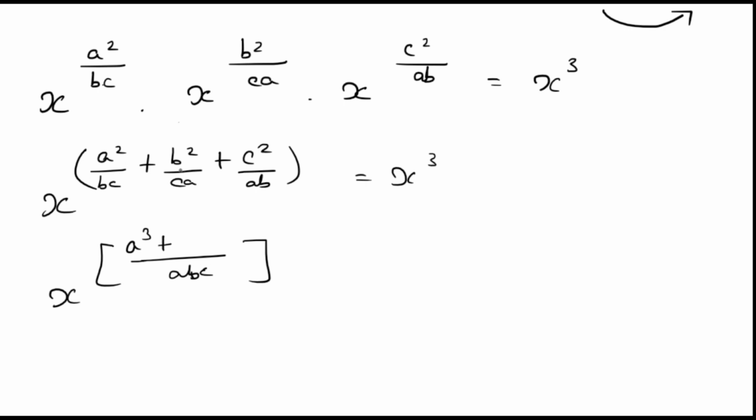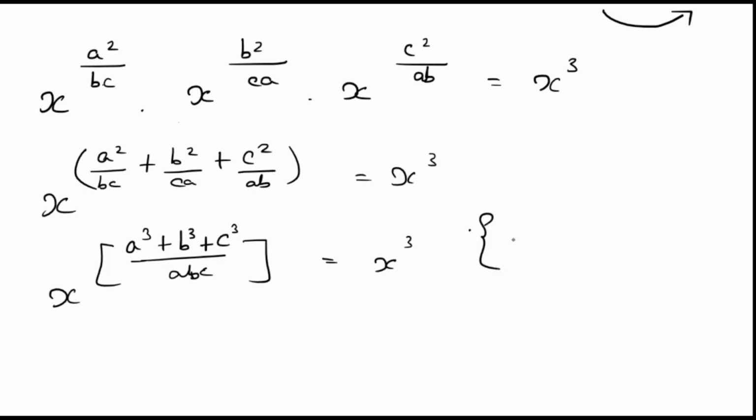Plus, here in the denominator, b is missing, so multiply the numerator by b. So b square into b, you'll get b cube. Plus, similarly, here c is missing, so multiply by c, you'll get c cube is equal to x cube.